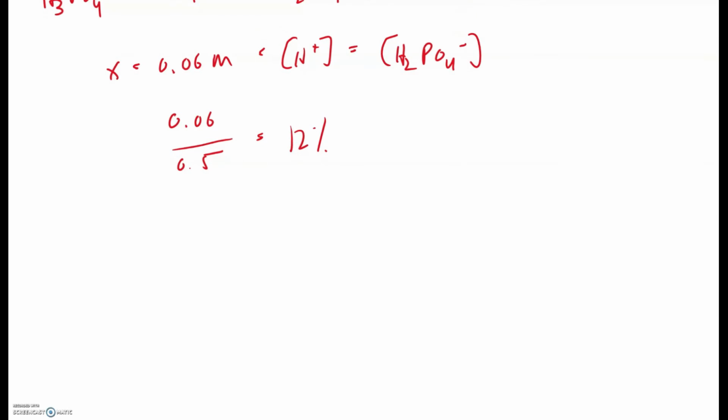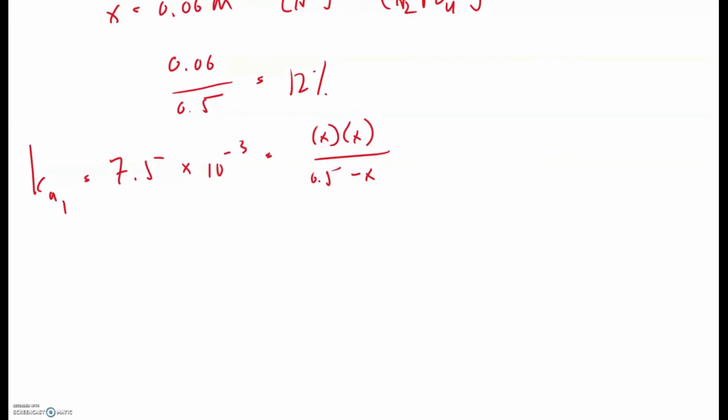So what we have now is doing it by solving for X, not approximating. 7.5 times 10 to the minus 3 equals X squared. Those are the H plus and the H2PO4. And on the bottom, we're going to have 0.5 molar minus X. So if I crank this whole thing out to solve for X, what I get looks like this.